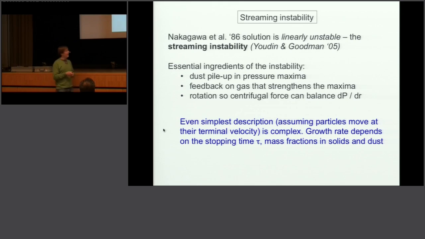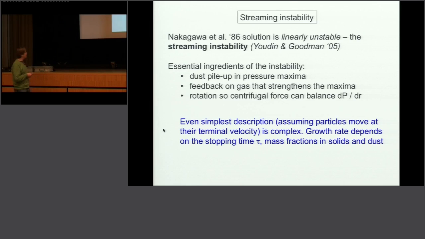Okay? And the ingredients of this instability are ones that we'll be talking about partly for the rest of the week. One way of thinking about this is that if you took the gas and you made a slight pressure maximum in that gas, dust would tend to pile up within that pressure maximum. And then the way it works is that the feedback the particles have on the gas tends to actually strengthen that pressure maximum in the gas, which then attracts even more particles, and then has a vicious cycle where the gas continually gets a stronger and stronger pressure maximum as more and more particles clump up in that region of the disk.